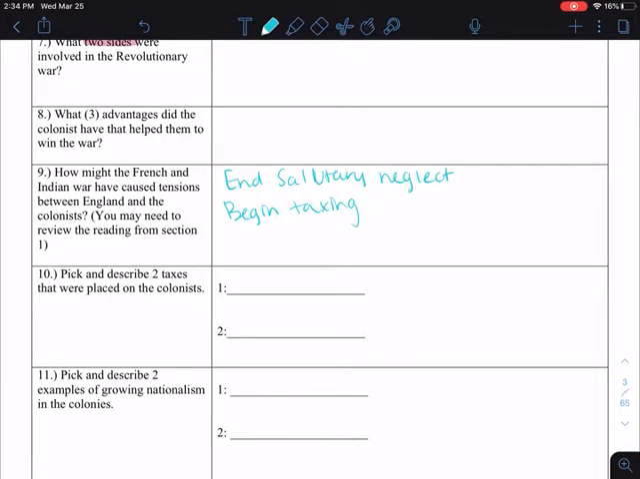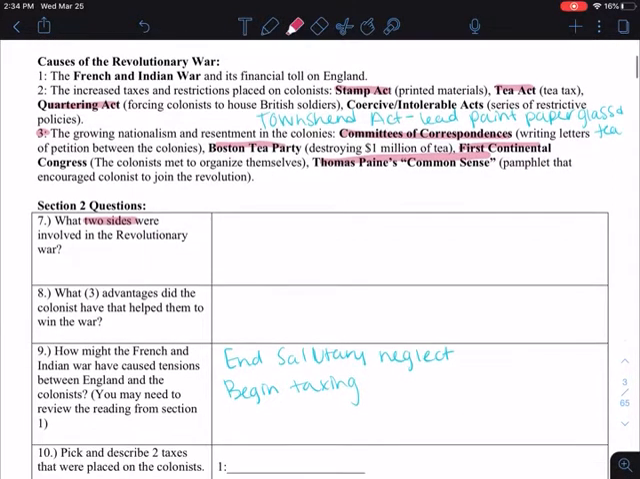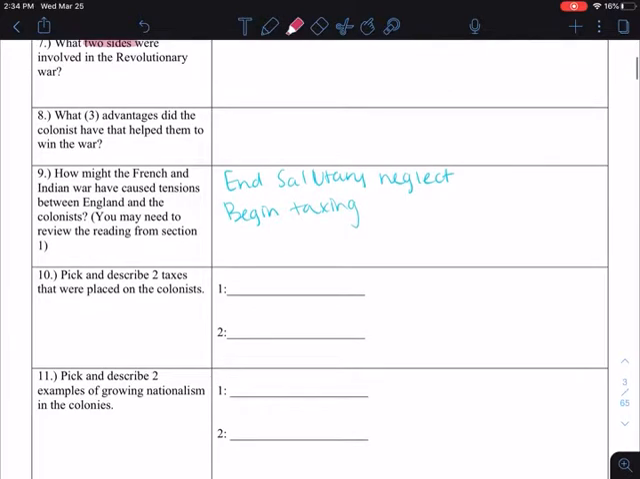Pick and describe 2 examples of growing nationalism in the colonies. So we know nationalism, pride in one's country. You're looking anywhere in this point here. So Thomas Paine's Common Sense will do that for you. First Continental Congress, Boston Tea Party, Committees of Correspondence. All of those are examples of nationalism.